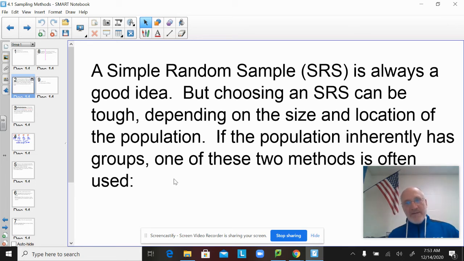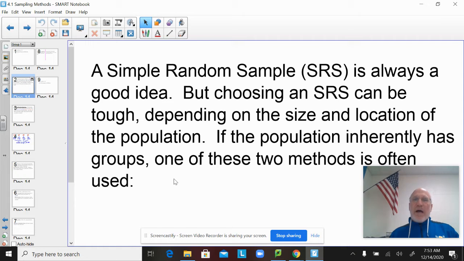So that's great, ideally. But as it says here, choosing an SRS can be tough depending on the size and location of the population. It might just not be practical to make a list of all 50,000 residents and randomly pick 30 of them and find them. So just either time or cost-wise, sometimes that's not doable.